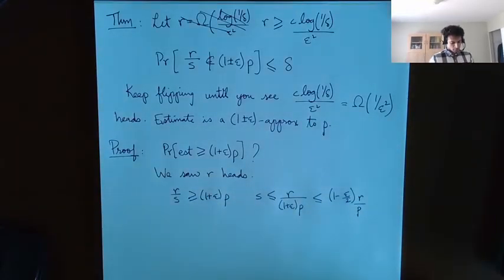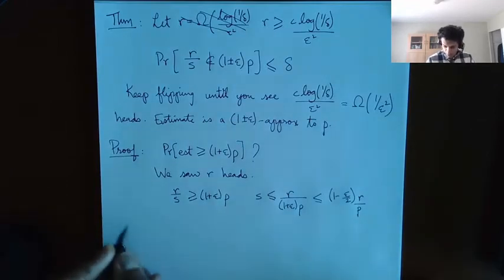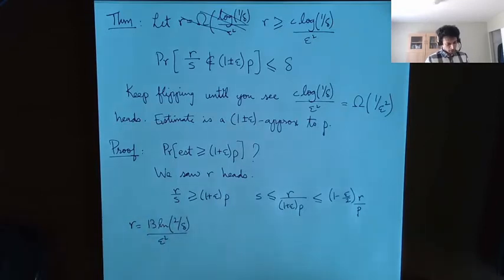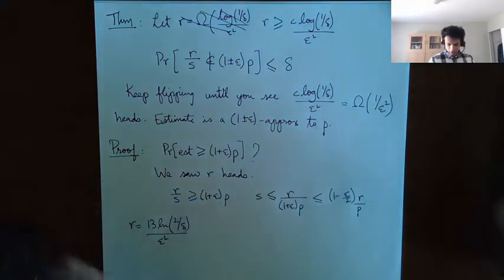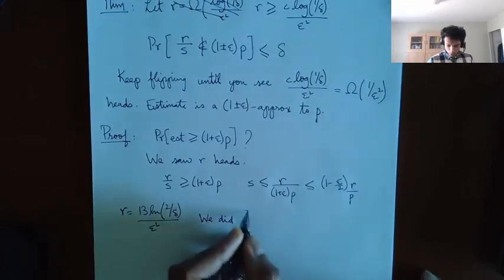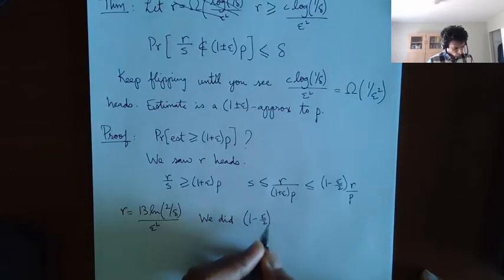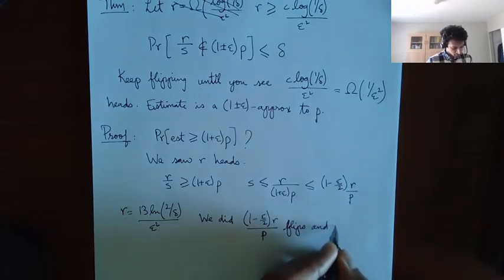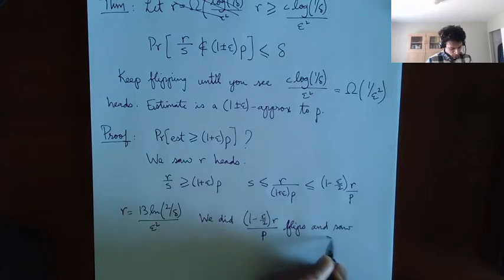okay, we get that. Now the specific constant that I have worked out over here, I set r equal to 13 log 2 over delta divided by epsilon squared. So let's sort of rework this. We did 1 minus epsilon over 2 r divided by p flips and saw at least r heads.